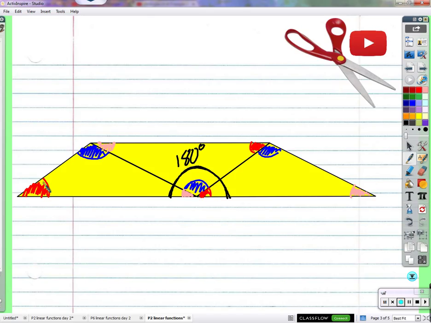Now, this is the thing that I want you to think of. What if this triangle looked different to start with? Could we still have done all this? Is there any triangle we could not have done that with? No. We could have done it with any triangle.